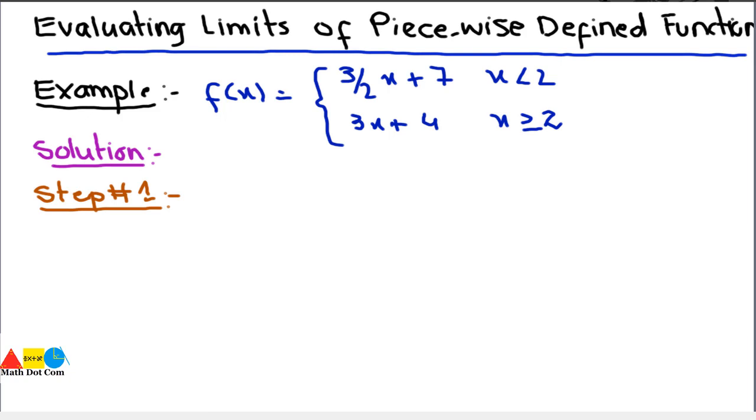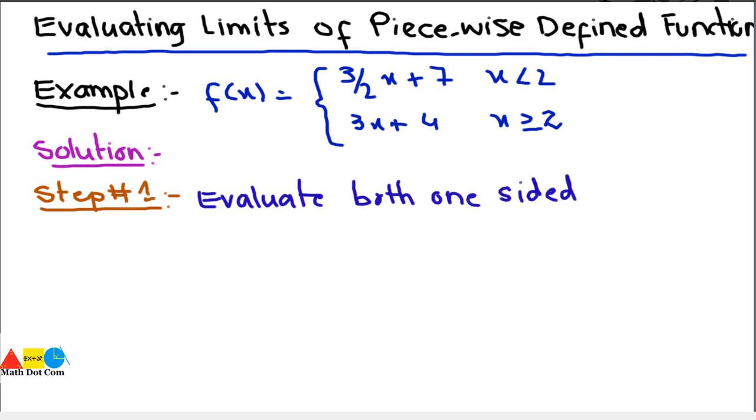So step number one is evaluate both one-sided limits. As we have already seen in our previous lecture how to evaluate both one-sided limits, we will do the same here. So we will write here limit of x approaches 2 negative of f of x. Now what does it mean? It means x is approaching 2 but less than 2. As it is approaching from the left hand side and it is a left hand side limit, we will have to consider the value of x that is less than 2.